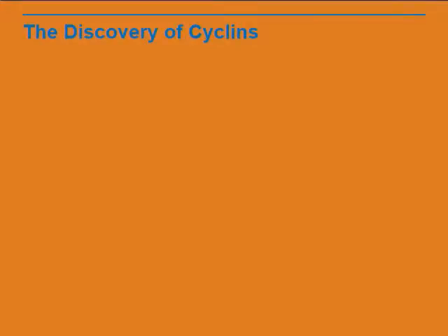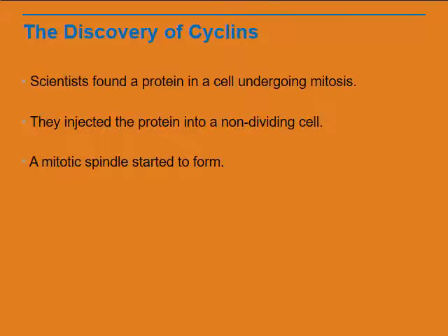Well, scientists in the 1980s found a protein that was found in a cell undergoing mitosis at the same time. Since this protein helped regulate how the cell goes through the cycle, we call it cyclin. Cyclins are the proteins that help the cells go from one phase to the next phase, for example, from G1 to S phase to G2, and then to mitosis.